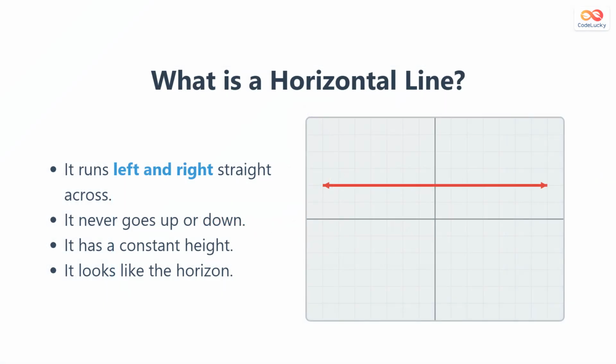First, let's define what a horizontal line actually is. It is a straight line that runs purely left and right. It never tilts up or down. If you look at it, it maintains a constant height all the way across, much like the horizon you see at the beach.